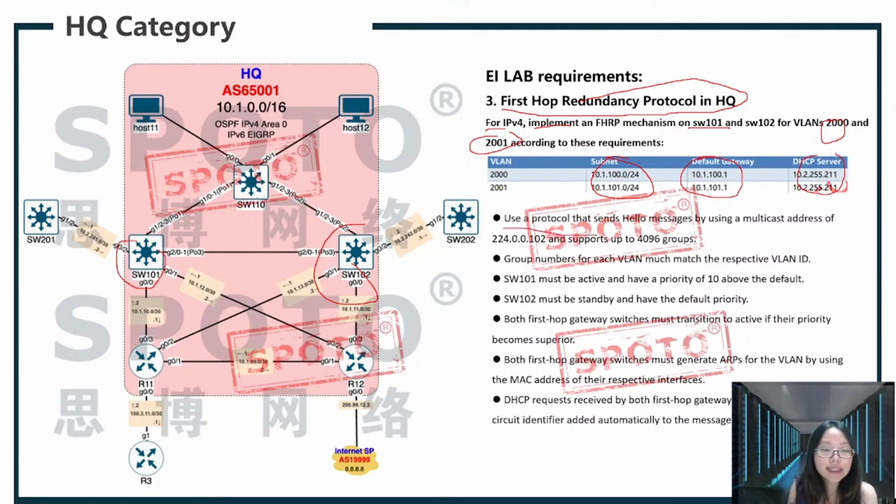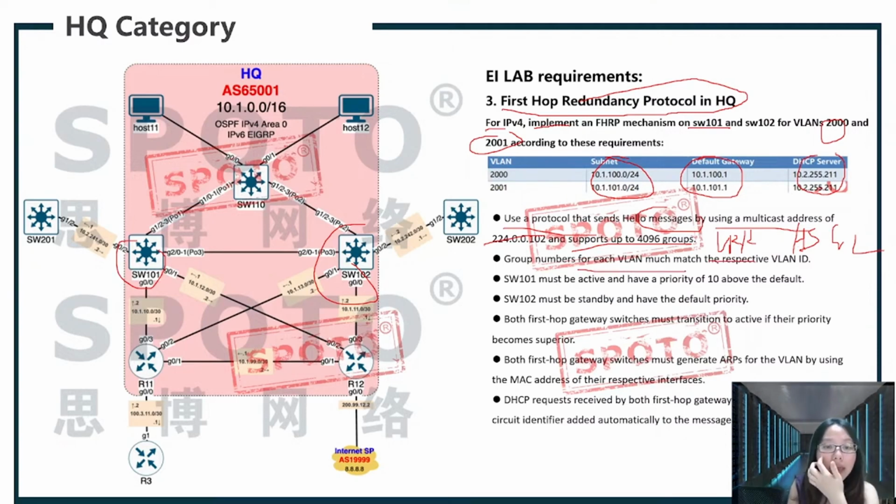Use a protocol that sends hello messages by using a multicast address of this and supports up to 4096 groups. So which protocol belongs to this? VRRP or HSRP or GLBP? Okay, so which protocol belongs to this? Can you know the answer about this? HSRP, VRRP, or GLBP.